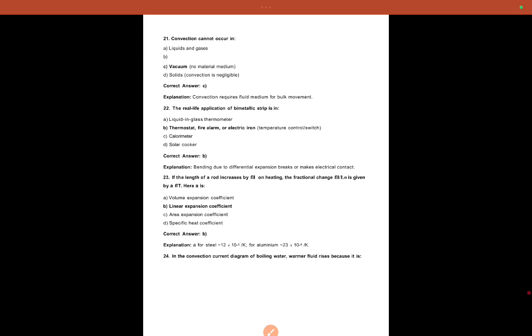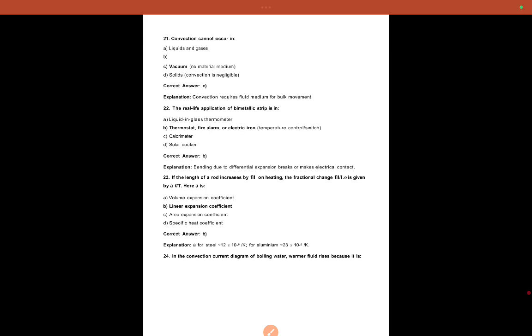Coming to question number 23. Bending due to differential expansion. Sorry, I am still talking about question number 22 and the explanation given. The calorimeter is the device used to measure heat. A solar cooker takes the sun's radiation to cook food, like an electric kettle. And the bending due to differential expansion breaks or makes electrical contact. Okay, this is how the bimetallic strip bends upon receiving heat.